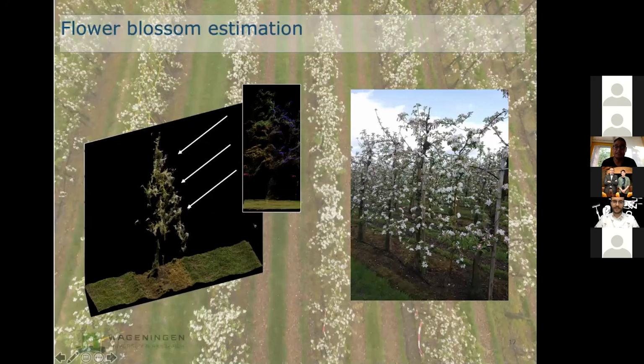Another application that we have been working on is flower blossom estimation. It's important for the farmers to have a good understanding during the spring of which flowers they have to remove from the tree in order to get a good balance between flower and fruit. So we are using UAVs to detect these flower clusters and provide detailed and fine maps to the farmer with the areas where they have to apply chemical, hand, and mechanical thinning for the flowers.